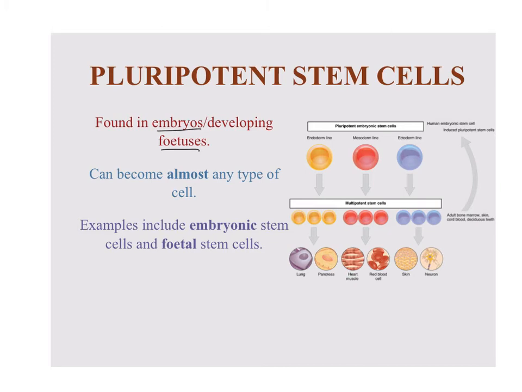Okay, so these pluripotent stem cells can become almost any type of cell. And these are found in embryonic stem cells and fetal stem cells. So those are your 2 examples of the cell types that you need to be able to mention.